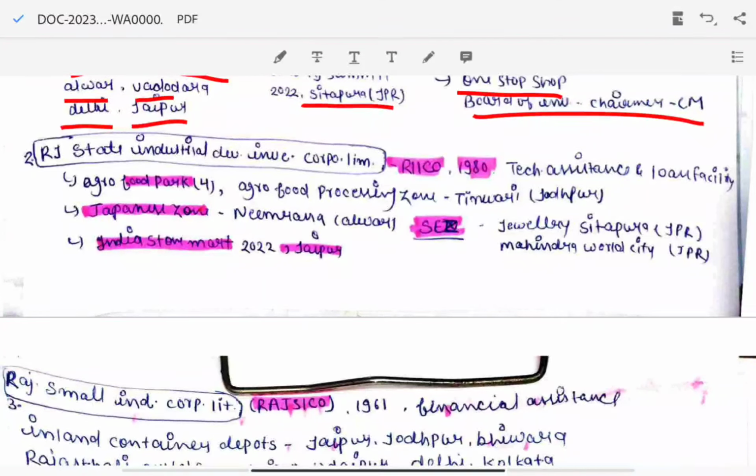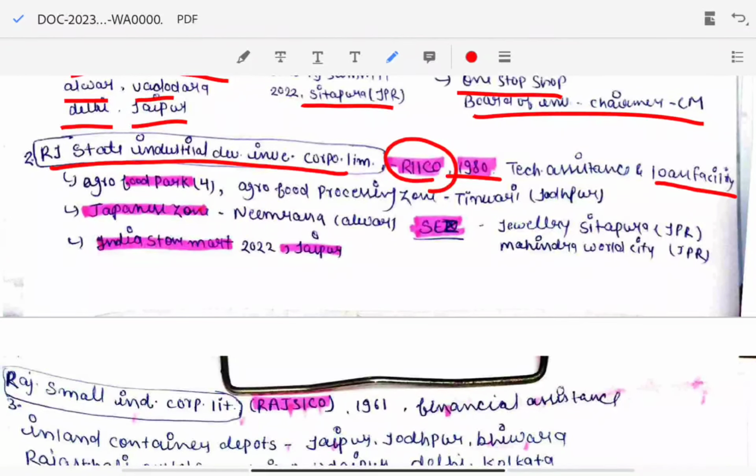Then I already told you that we will be discussing RIICO in detail. So here it is. RIICO is Rajasthan State Industrial Development and Investment Corporation Limited. It was established in 1980 for technical assistance and loan facility. RIICO has developed the Agro Food Park. We have already seen this in chapter 2, so I did not write it here.